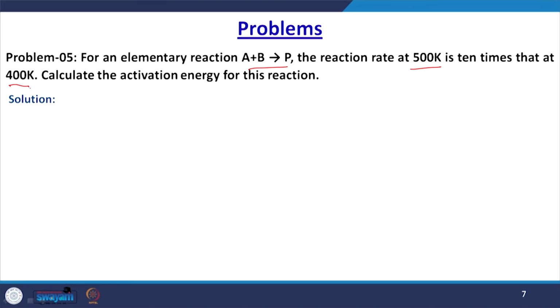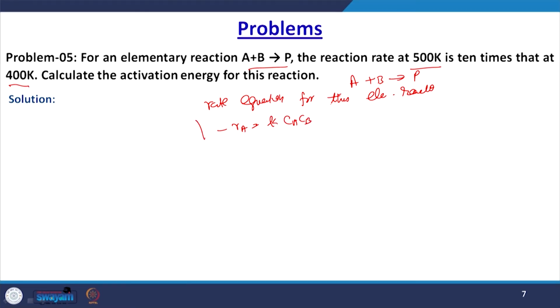So you need to calculate the activation energy for this particular reaction. Here you can have A plus B giving P. So the rate equation for this elementary reaction can be minus Ra is equal to K Ca Cb, that is equation number 1. Here K is the rate constant.